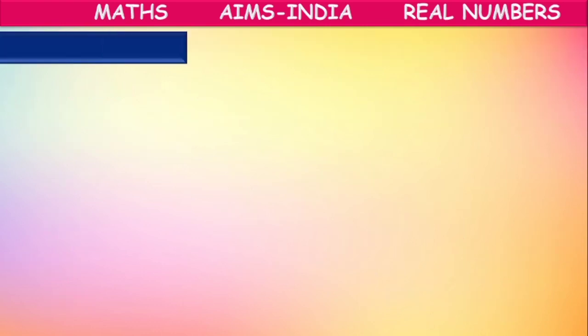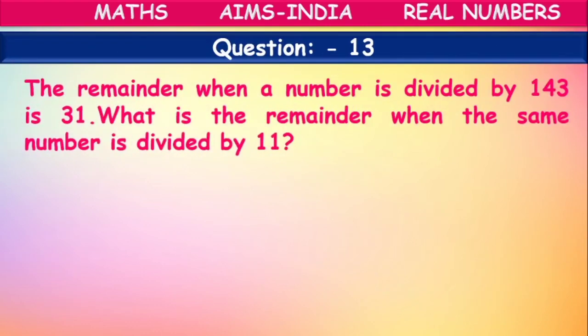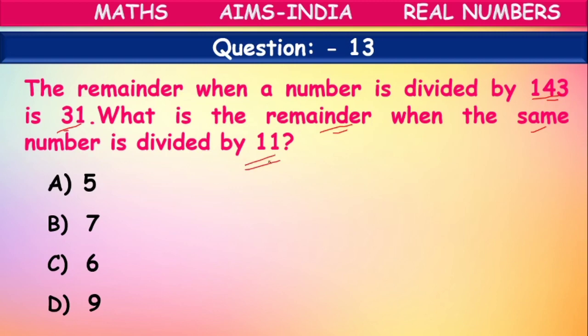Okay children, let's see another question. The remainder when a number is divided by 143 is 31. So what is the remainder when the same number is divided by 11? So according to Euclid division lemma, we can write a equals bq plus r. Here we don't know the number. Let it be a, divided by 143, means divisor is 143. Quotient is also not given. Let it be q. Remainder is 31.